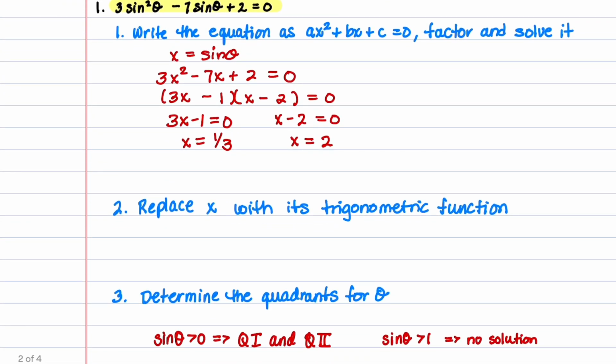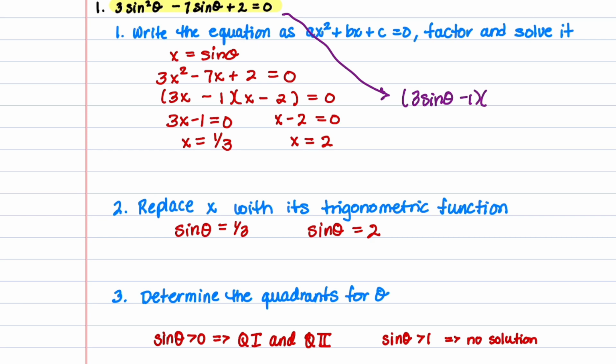Let's now replace x with the trigonometric function. So x was equal to sine theta. So this gives us sine theta is equal to 1/3, and sine theta is equal to 2. Once you get used to solving these, you don't really have to go through the step of replacing sine theta with x. You can jump right to factoring it directly as 3 sine theta minus 1 times sine theta minus 2 is equal to 0.